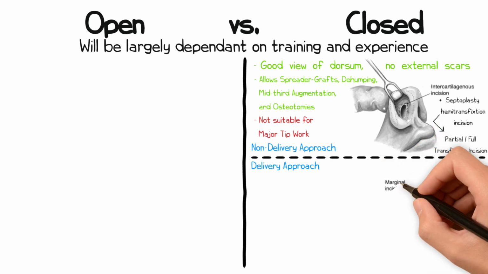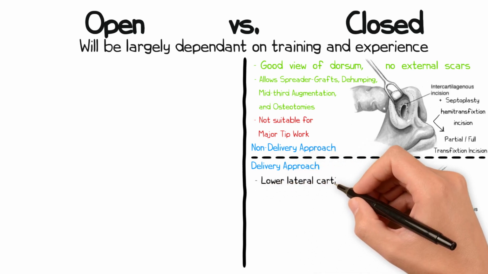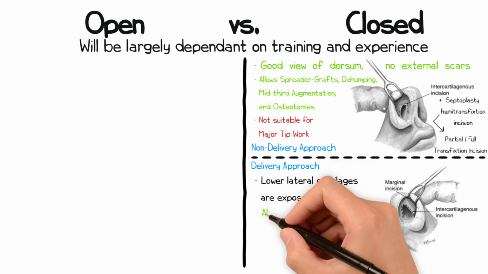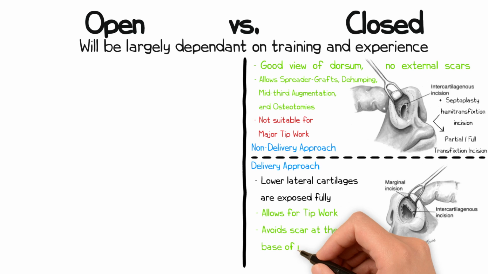A delivery approach utilizes the same previously described incisions, but additionally marginal incisions are also made to expose the lower lateral cartilages. These are combined with the previous intercartilaginous incisions, and the lower lateral cartilages are brought out and exposed fully in order to carry out tip work, thereby avoiding a scar at the base of the nose.